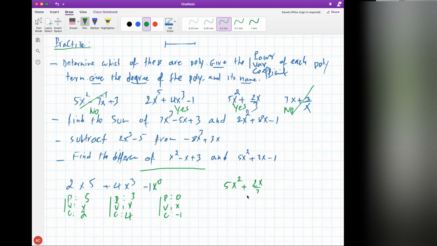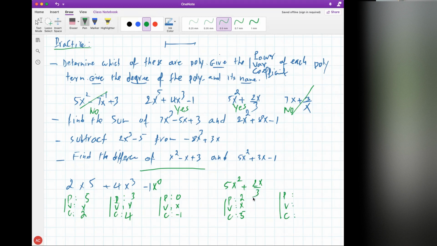5x to the second plus 2x over 3. Same thing here. So that's a polynomial. So the first term, what is the power, variable, and coefficient for this one? Power, obviously 2. Variable is also x. Coefficient is 5. That's right. The last term here. What is the power? The power is 2.